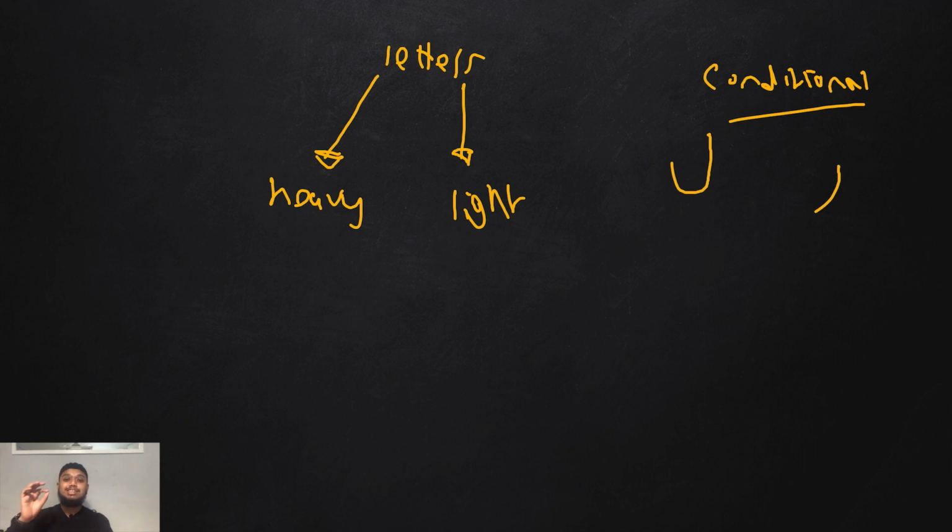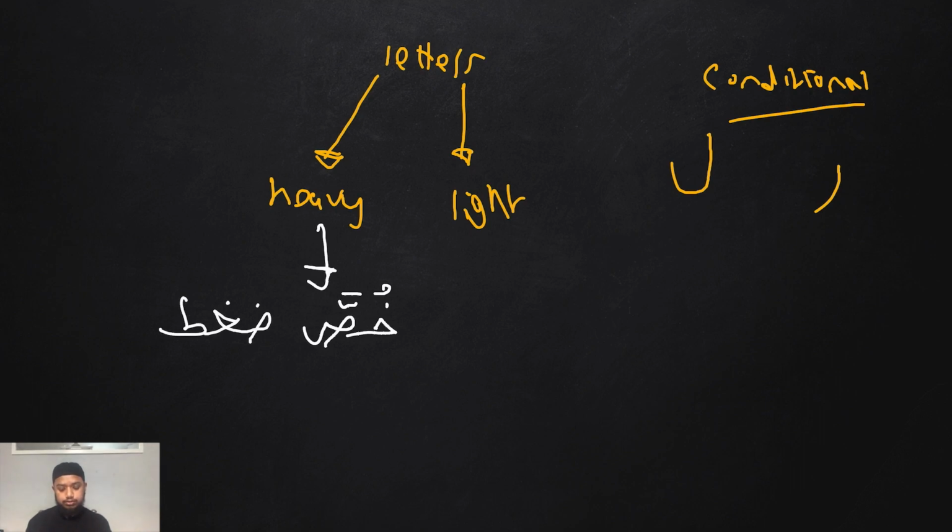As for the letters that are constantly heavy, there are 7. These are khussa dhaghtin qidh: kha, sad, dad, ghain, ta, qaf and dha. These are always full mouth. These are always heavy, and the rest of the letters are always light.